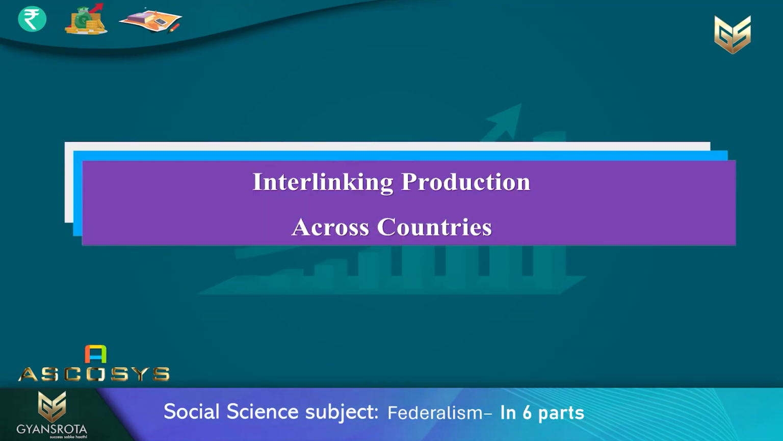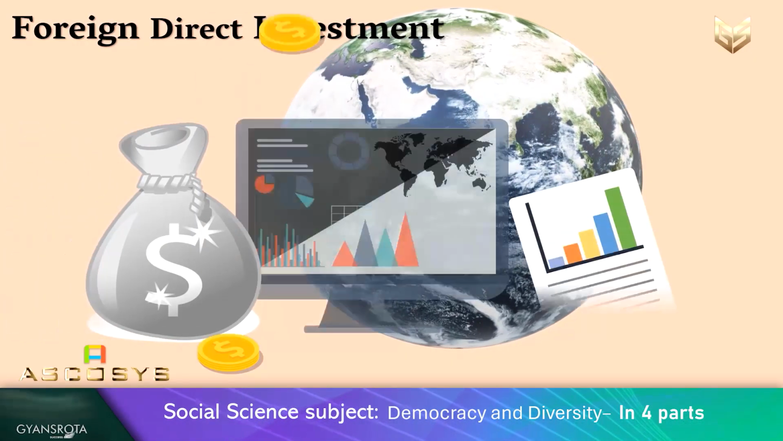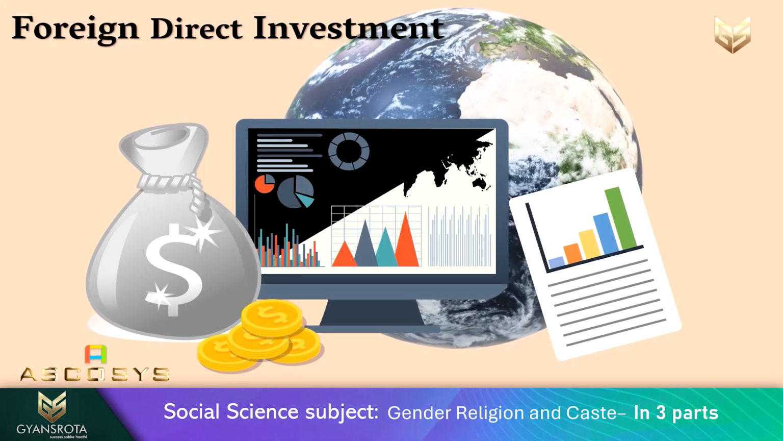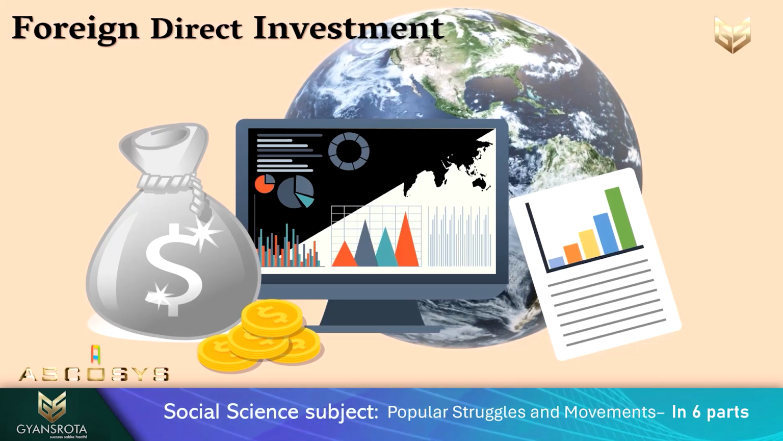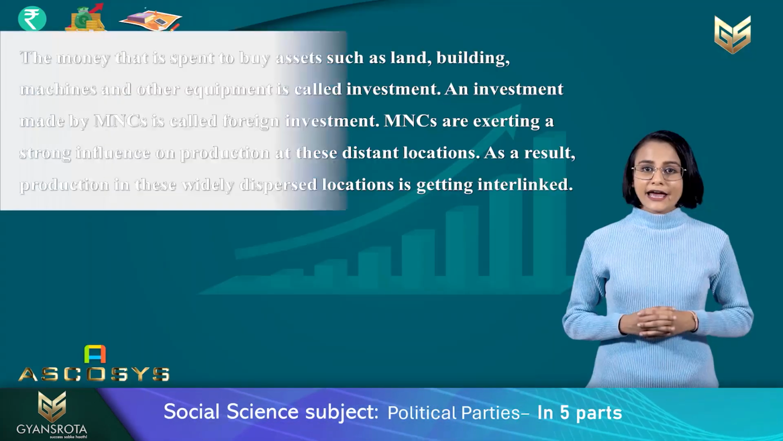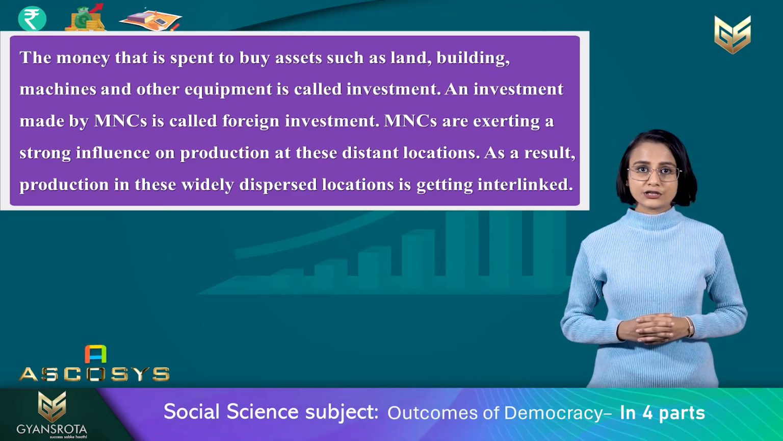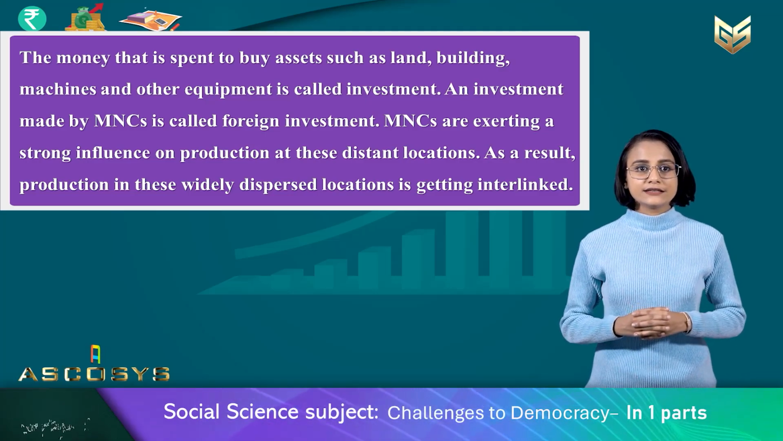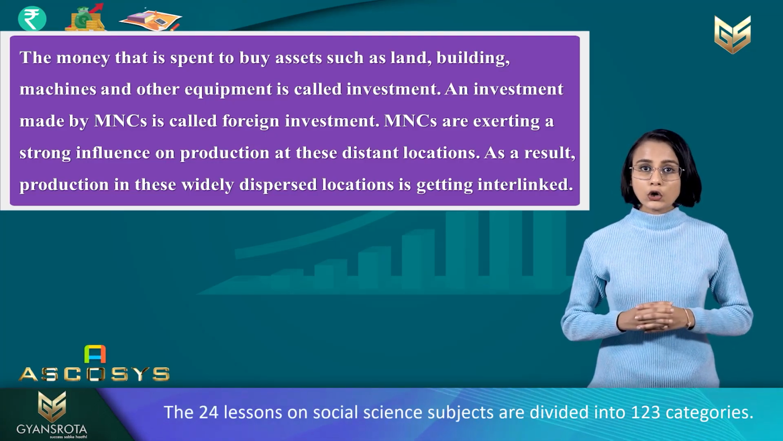Now, we will learn about how production across countries is interlinked. The money that is spent to buy assets such as land, buildings, machines and other equipment is called investment. An investment made by MNCs is called foreign investment. MNCs are exerting a strong influence on production at distant locations. As a result, production in these widely dispersed locations is getting interlinked.